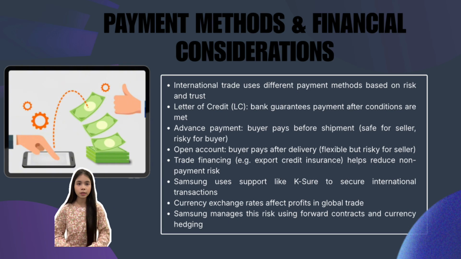So now let us look at the payment methods and financial considerations. International trade involves different payment methods, and each method has a different level of risk for buyers and sellers. One common method is the letter of credit, where the bank guarantees payment once all the conditions are met, making it one of the safest options. Advance payment is safer for exporters because buyers pay before shipment, while open account allows buyers to pay after receiving goods, which creates higher risk for exporters.